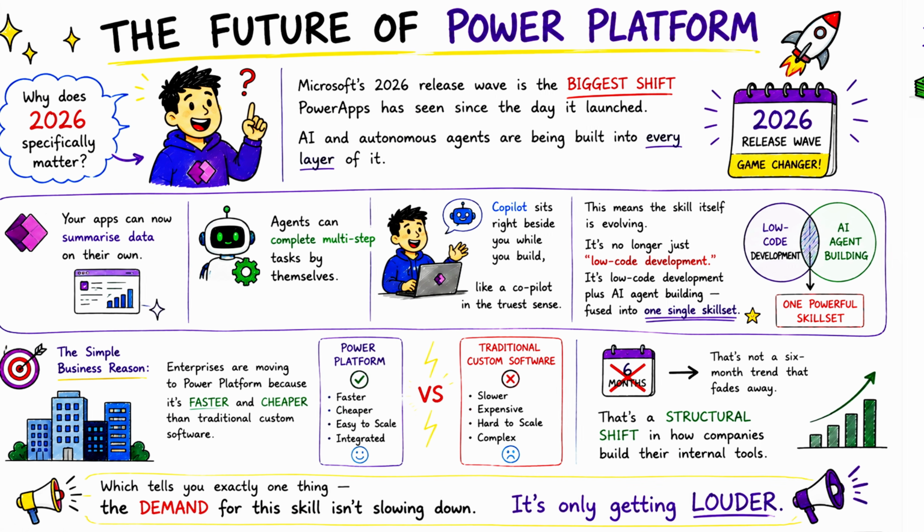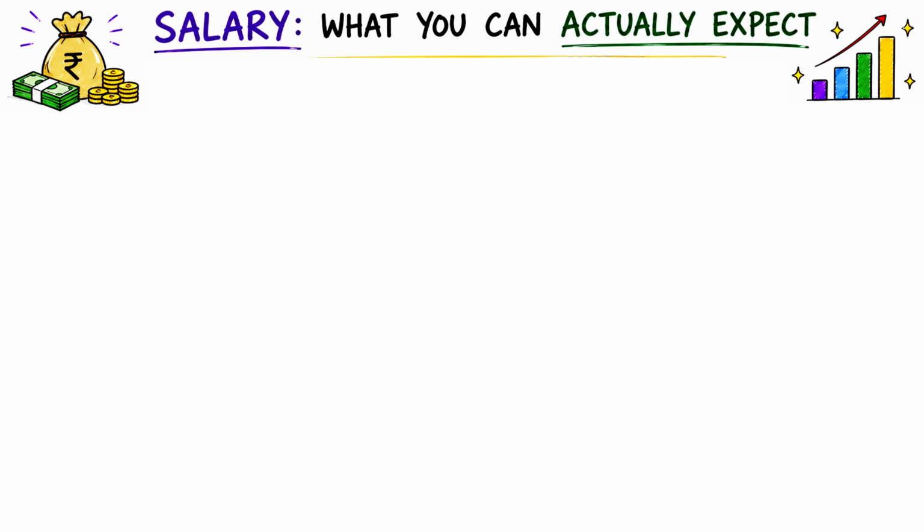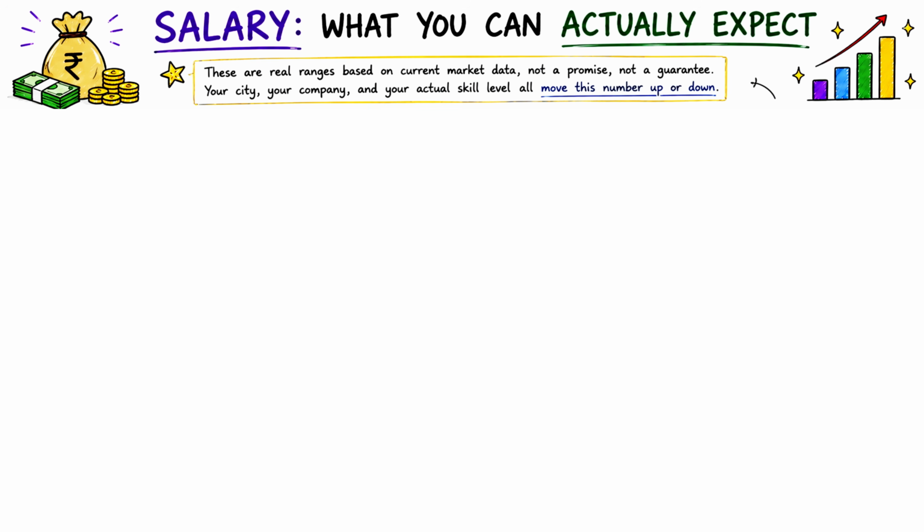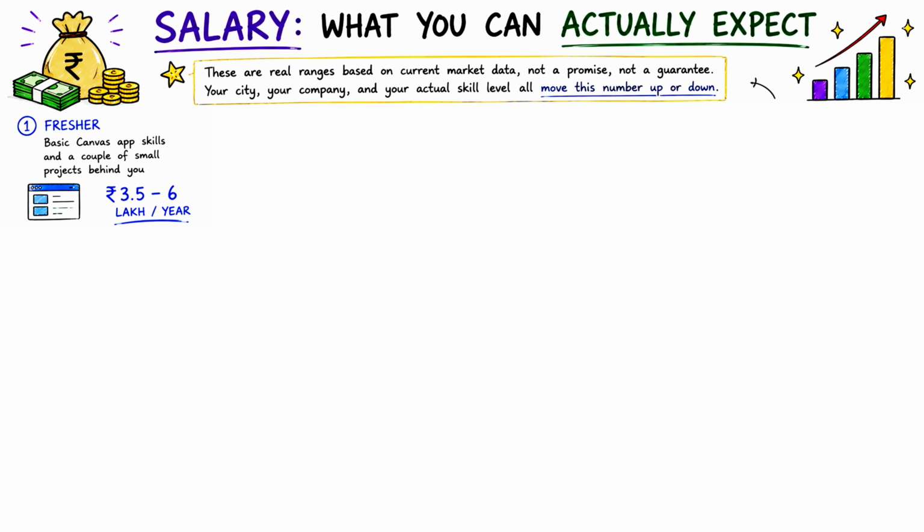It's only getting louder. Okay, let's talk about numbers, the part you have probably been waiting for. And I want to be completely transparent with you. These are real ranges based on current market data, not a promise, not a guarantee. Your city, your company, and your actual skill level all move this number up or down. So, as a fresher with basic Canvas app skills and a couple of projects behind you, you are realistically looking at 3.5 to 6 lakh per year.